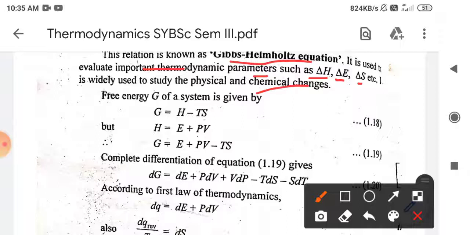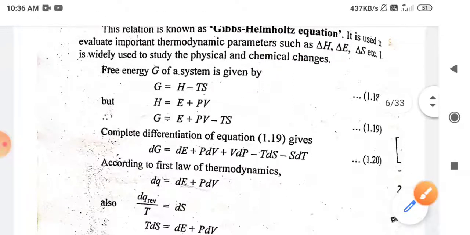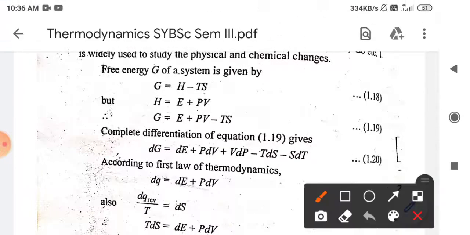So now consider the derivation of this Gibbs-Helmholtz equation. For this, they again considered the standard equation of the Gibbs free energy. What is the standard equation? That is G equals H minus TS, and we know that the enthalpy H is given by E, the internal energy, plus PV type of energy. So we simply substitute that expression for H in the given equation.